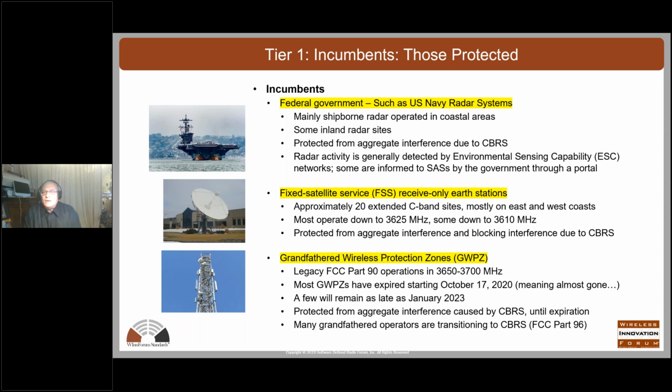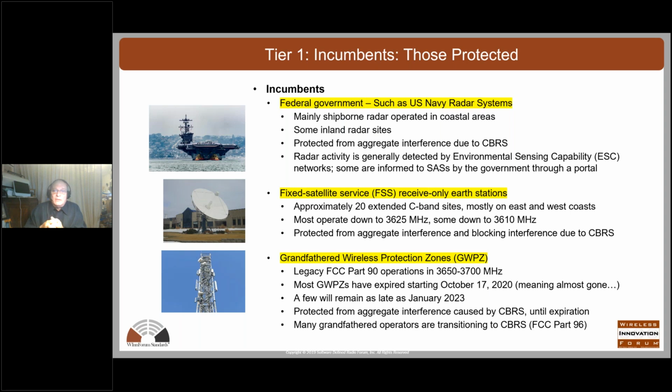The third incumbent is the one that's sort of going away, but there are still some of them left. I mentioned Part 90 to 96 in my introduction. Before there was CBRS, there was the 3650 band. The 3650 band runs from 3650 to 3700, and it was governed, instead of by Part 96, by Part 90Z. And Part 90Z is rapidly fading, by order of the FCC, into Part 96.